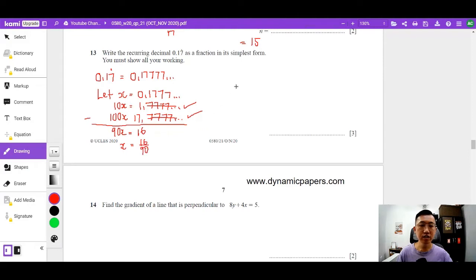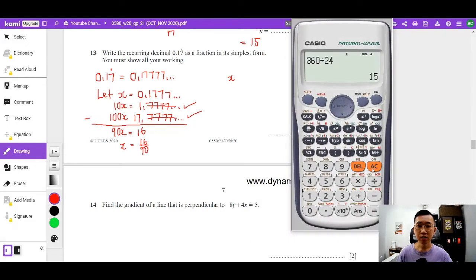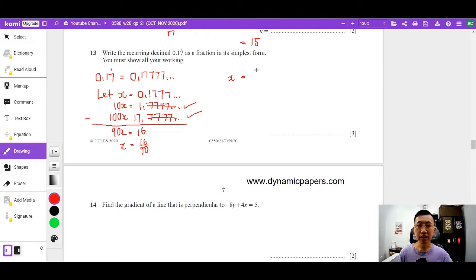I know you can simplify this, so teacher is going to use the calculator. 16 divided by 90, hold on. 8 over 45. 8 over 45. That is the simplest form, because the question says must show in simplest form. You cannot end with 16 over 90.